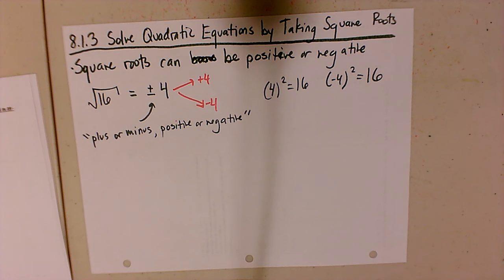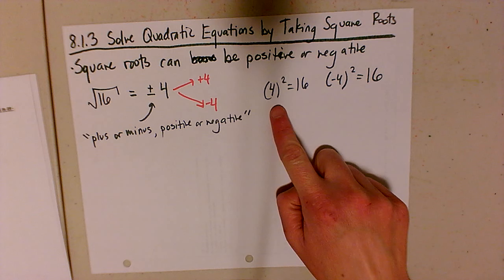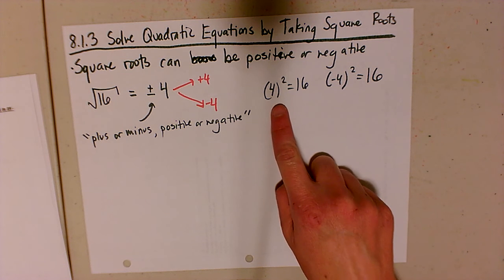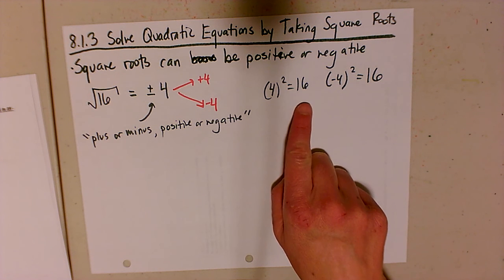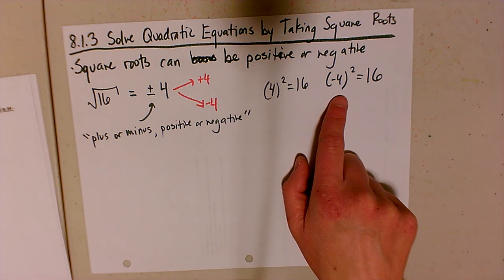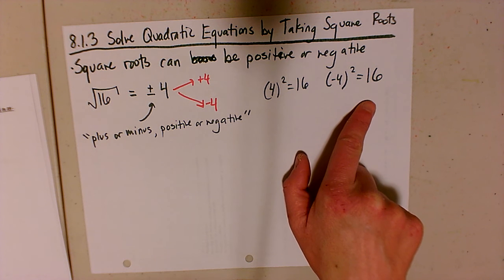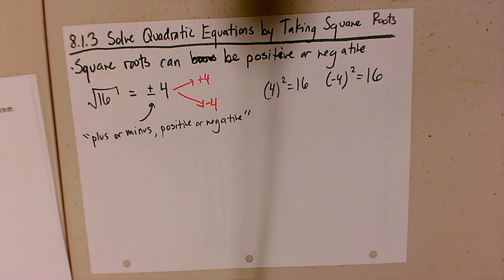The reason this works is that if we square each of those numbers, a positive 4 squared gives you 16, and a negative 4 squared also gives you a positive 16. So that's why that works.